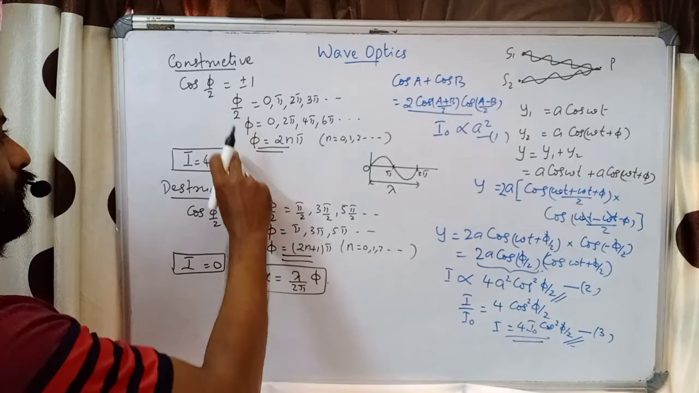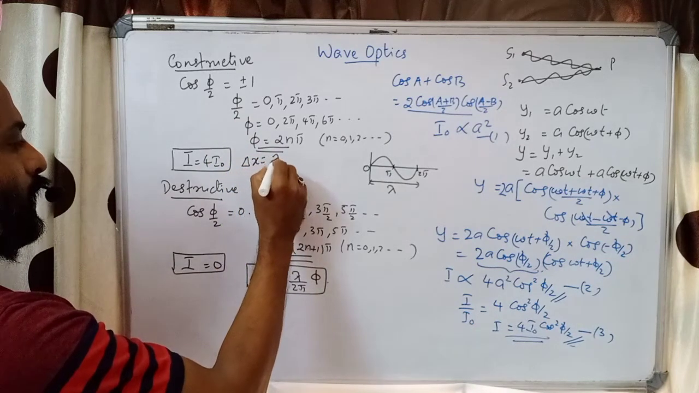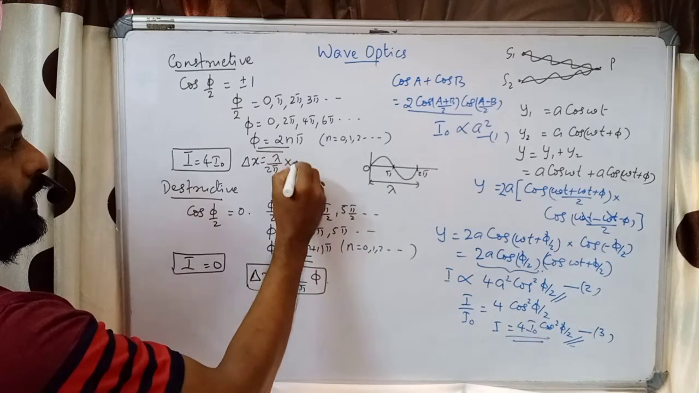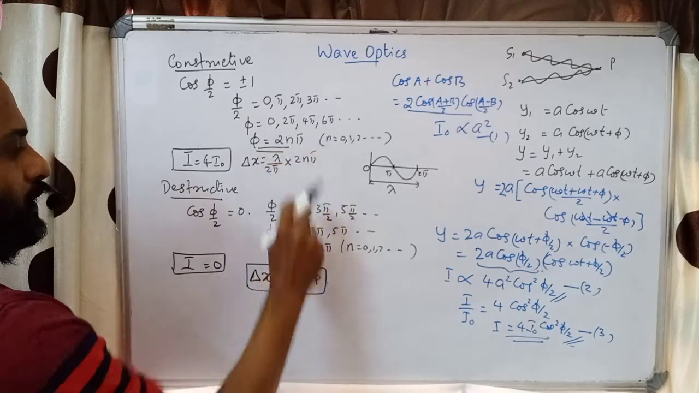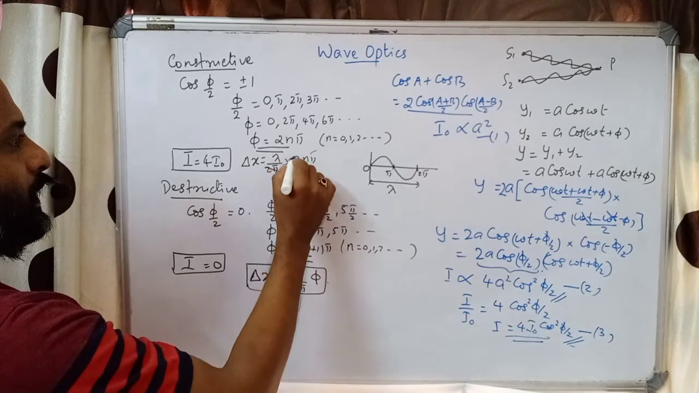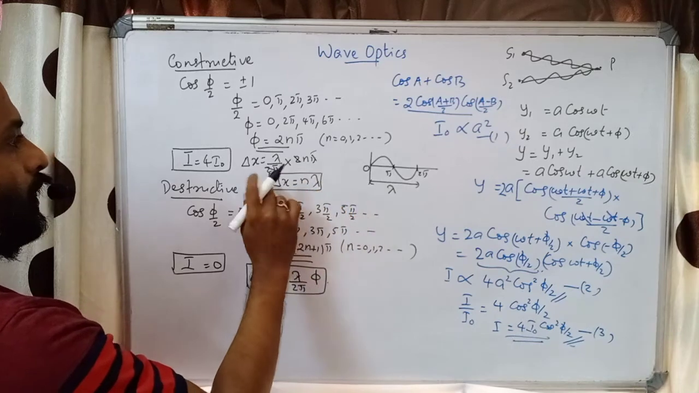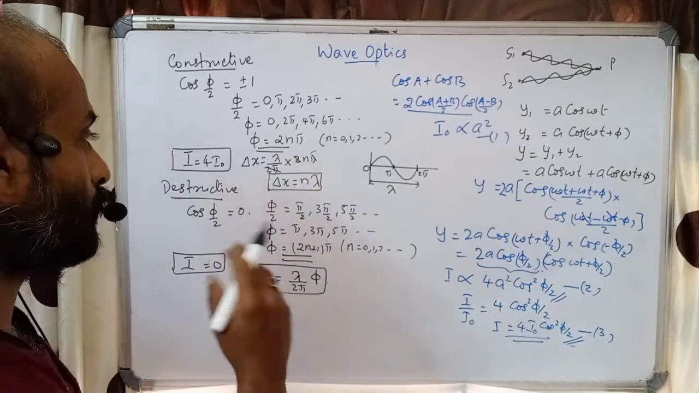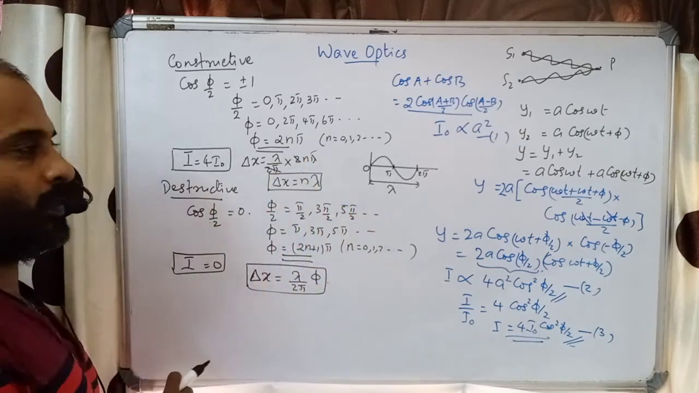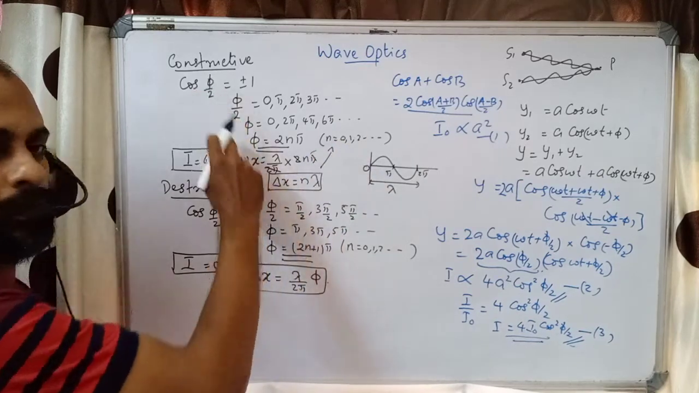Now for constructive interference, what should be the path difference? We can say delta x equals lambda by 2 pi into phi, where phi is 2n pi. So what is delta x? The 2 pi cancels, and you will get n lambda. So when the path difference equals n lambda, a multiple of lambda, where n can take values 0, 1, 2 and so on, we have constructive interference.